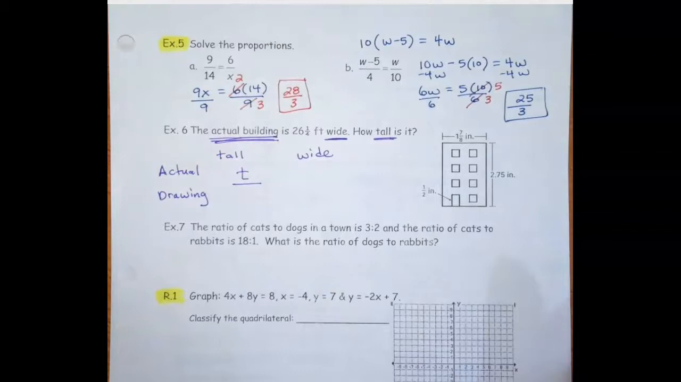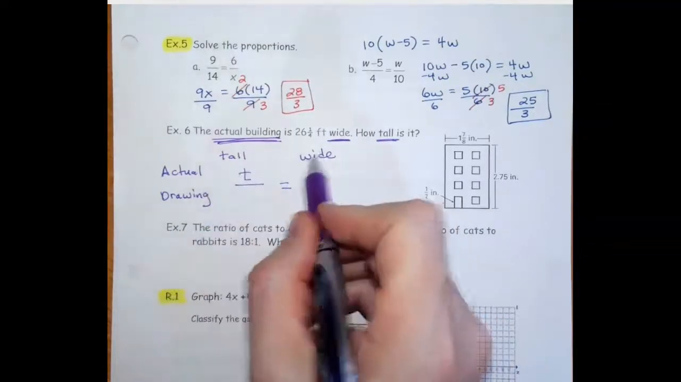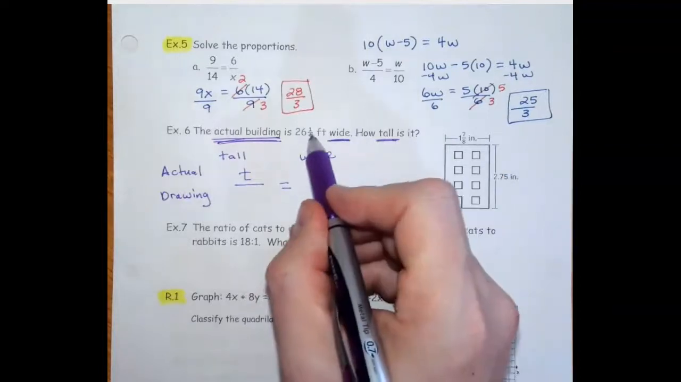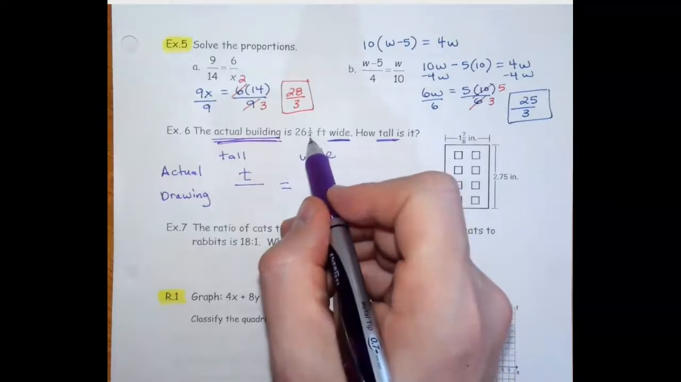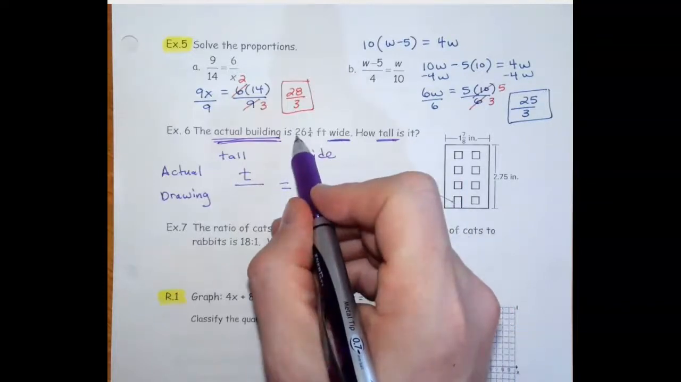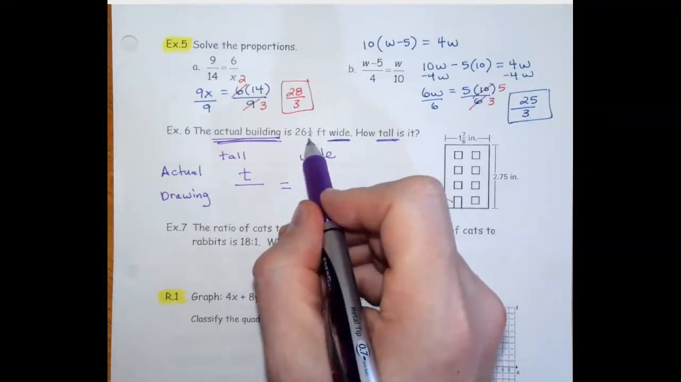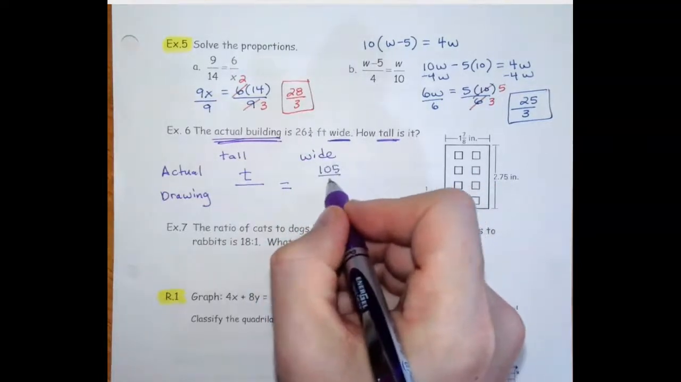So T for tall, and then that's going to be equal to how, so that's how tall is the actual building. How wide is the actual building? That's 26 1/4. But it's better to switch that to a fraction. So that would be an improper fraction instead of a mixed number. So that's going to be 104 plus 1 is 105. So it's going to be 105 over 4.